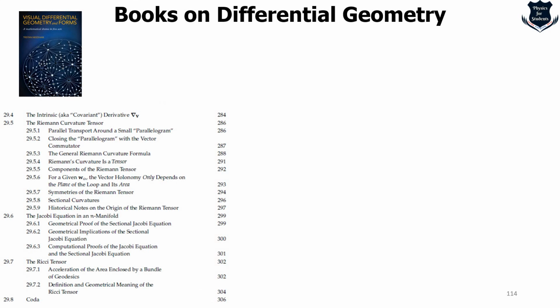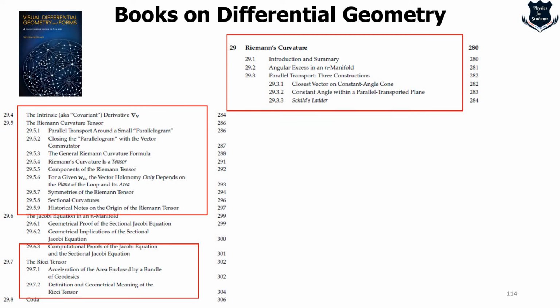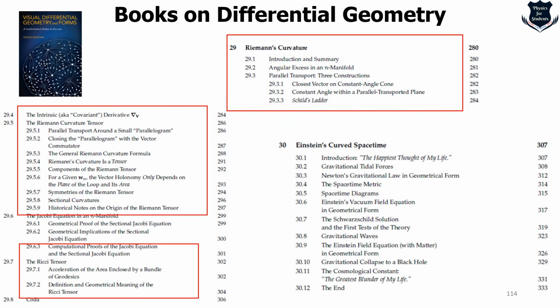Now here you see, this covers a lot of general relativity also. Here in this box, which I have just highlighted in red, as you can see, it covers covariant derivative, Riemann curvature tensor, symmetries of the Riemann curvature tensor, and so on, and historic notes of the origin of the Riemann tensor. Beautiful. So you are directly learning general relativity in correlation with differential geometry. So a bundle of geodesics, etc. Riemann's curvature is covered. A lot of general relativity.